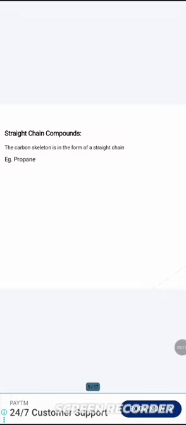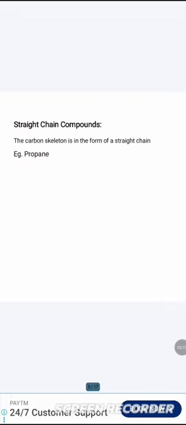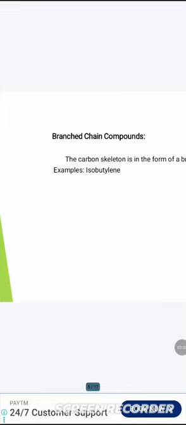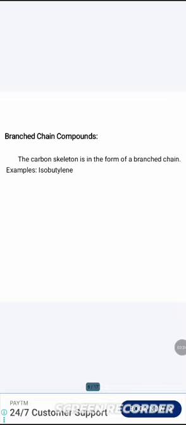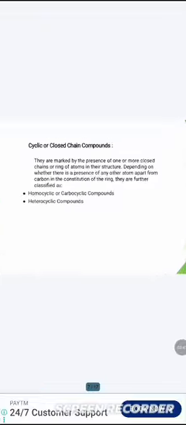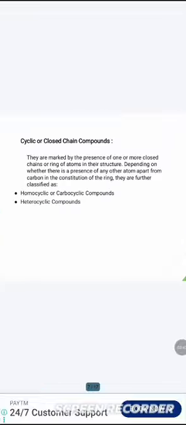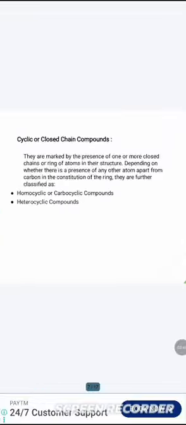The next, straight chain compounds. The carbon skeleton in the form of a straight chain is known as straight chain compounds. Example, propane, CH3CH2CH3. Then next, branched chain compounds. The carbon skeleton is in the form of a branched chain. Example is isobutylene.